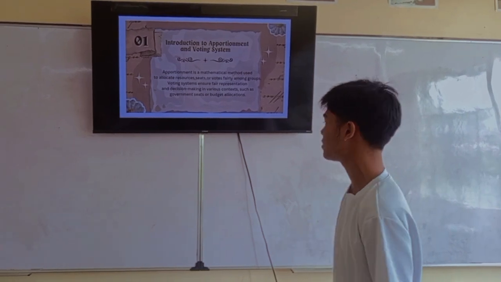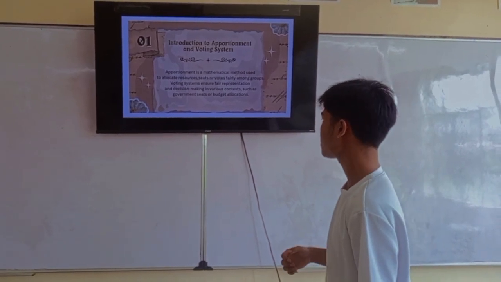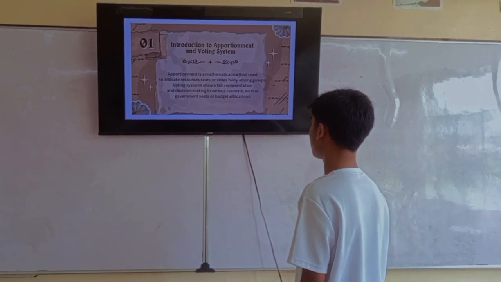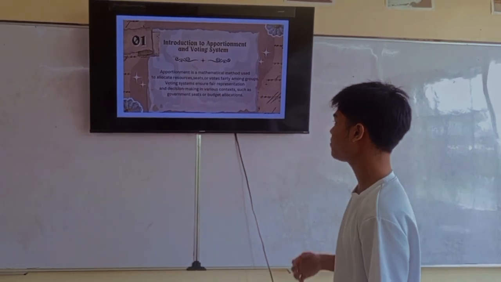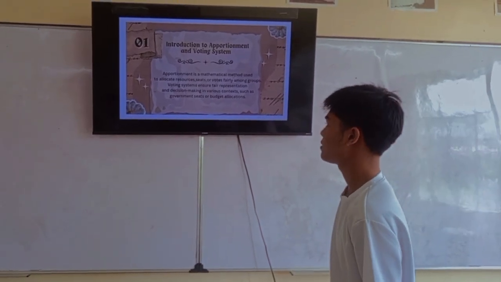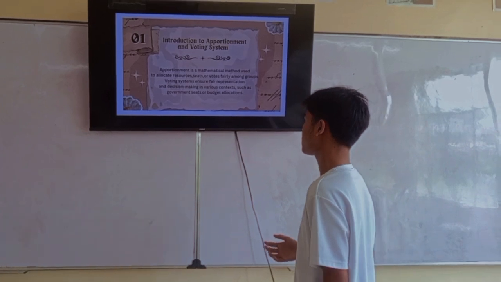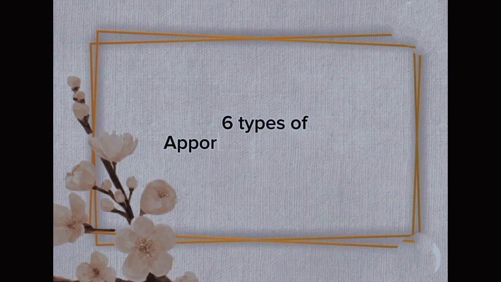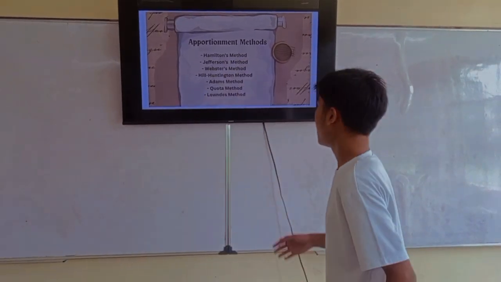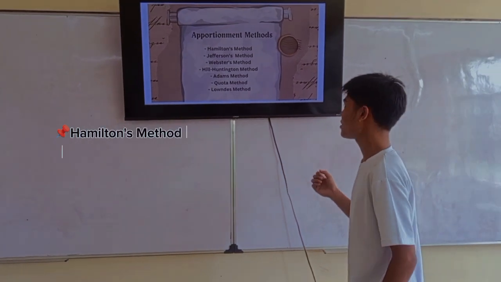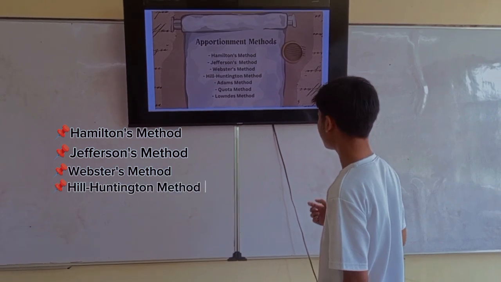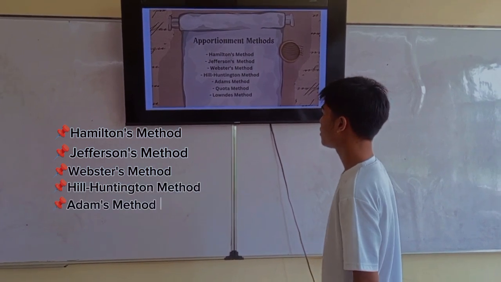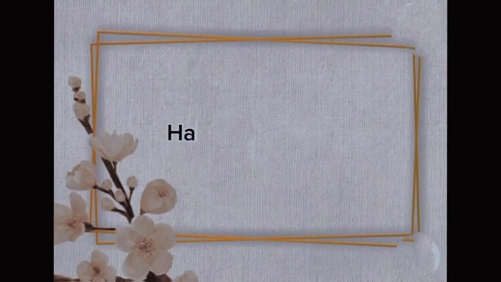Apportionment is a mathematical method used to allocate resources, seats, or votes fairly among groups, while voting systems ensure fair representation and decision-making in various contexts, such as government seats or budget allocations. Types of apportionment methods: Hamilton method, Jefferson method, Webster's method, Hill-Huntington method, Adams method, Cota-Mundis method.